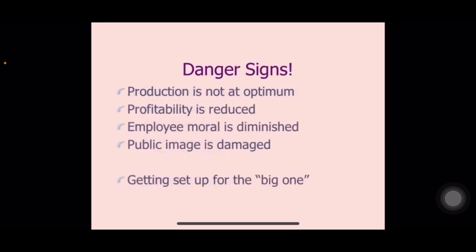Next, production is not at optimum, profitability is reduced, employee morale is diminished, public image is damaged, and getting set up for the big one. So these are the danger signs if there is no corrective action or control measure taken by the employers in order to minimize or to tackle those accident cases in a workplace.